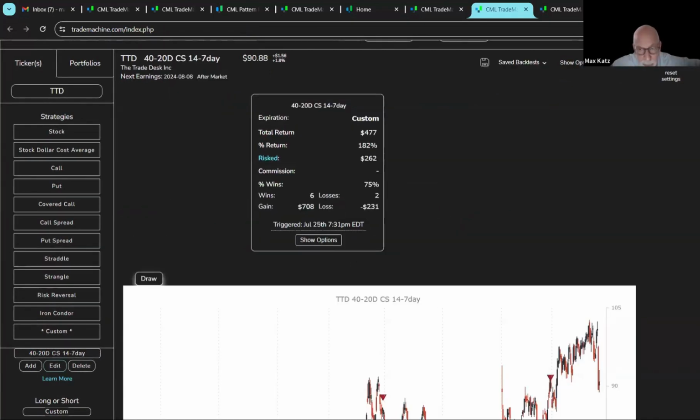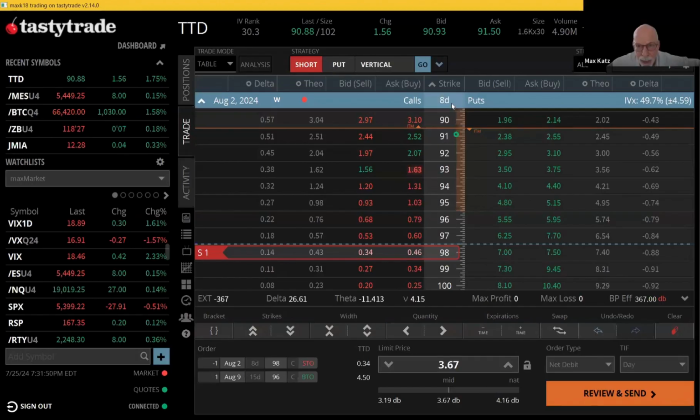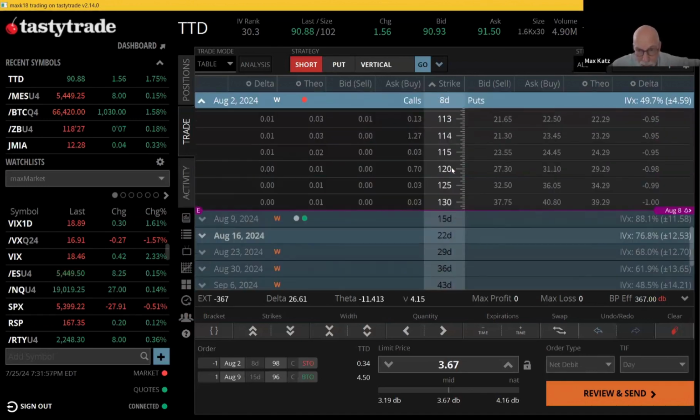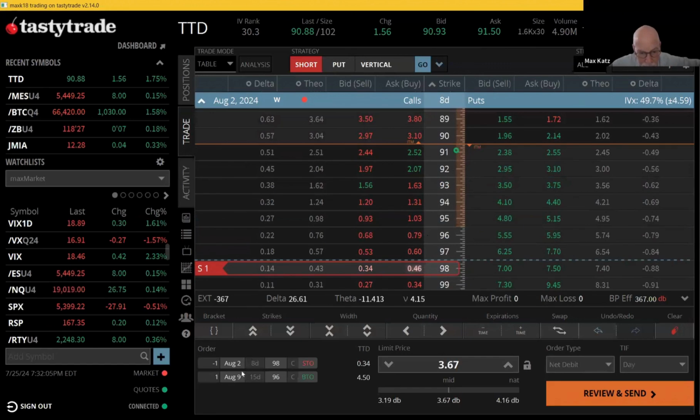So I looked at it on my trading software. In this case, it's the 8-day and 15-day, which is the closest to 14 and 7. And I looked at closest to 40 delta, which was the 96 call in the August 9 expiration. And when I did this during the trading day, I looked at closest to 20 delta. TTD was a little higher, so then the 98 call was closest to 20 delta. And what I want to highlight is the strike width on this long call diagonal is only 2 points, dollars.